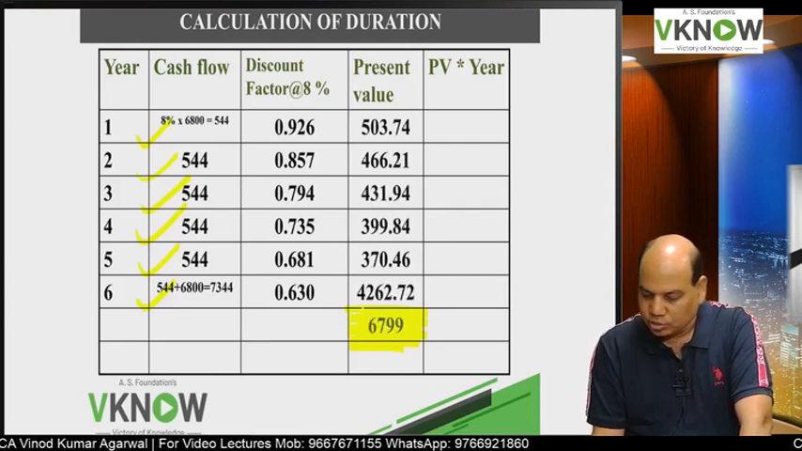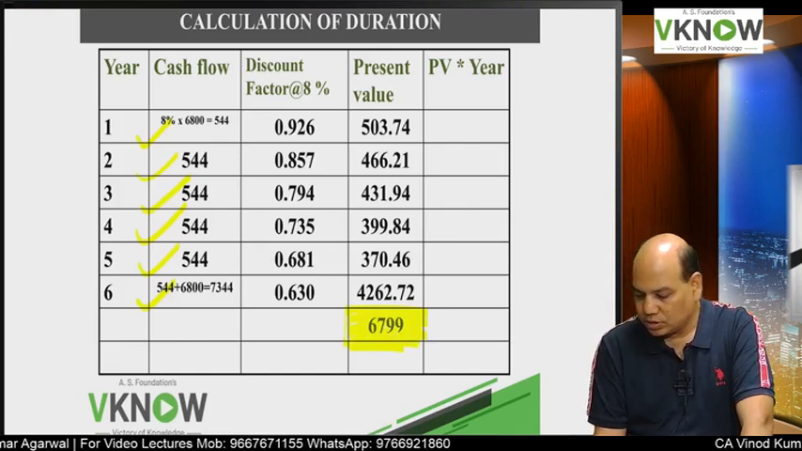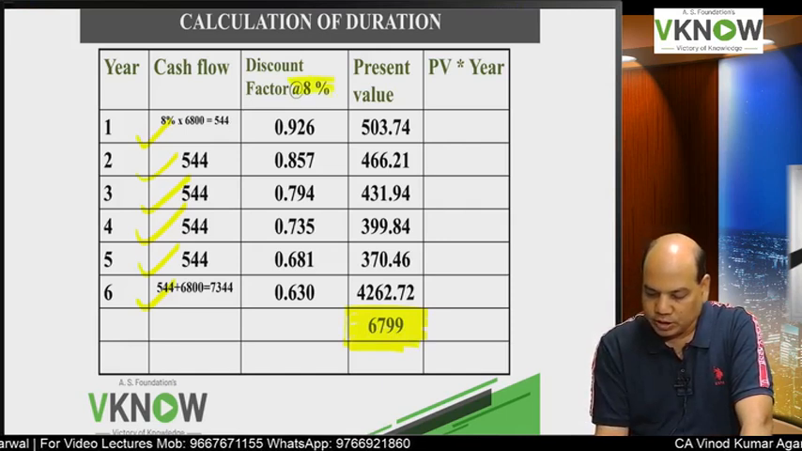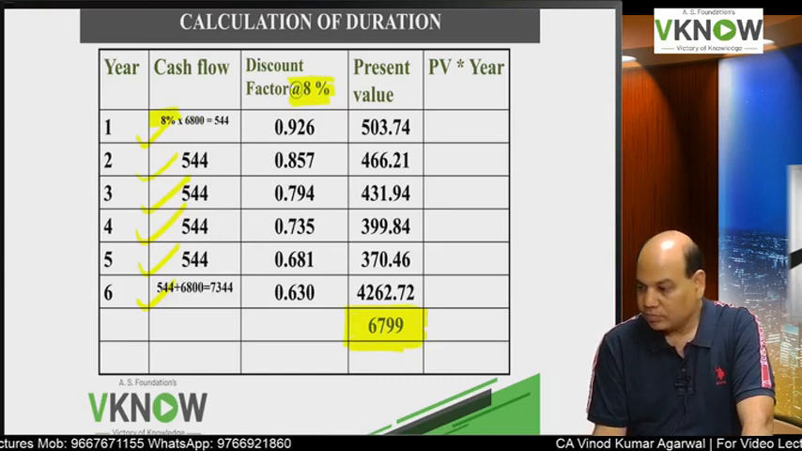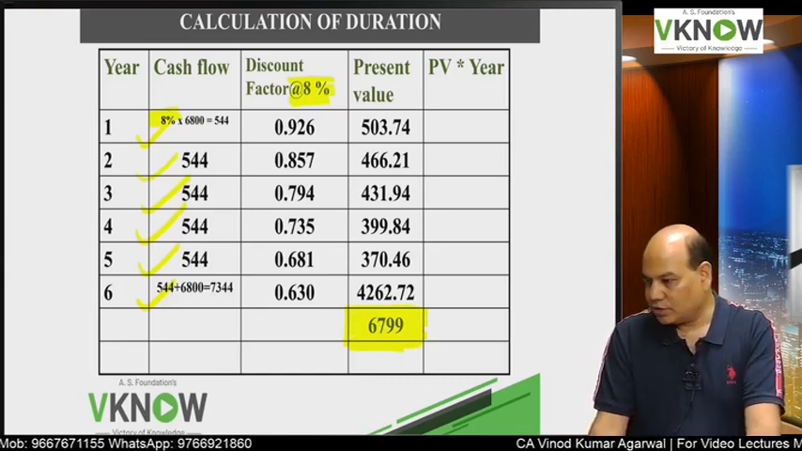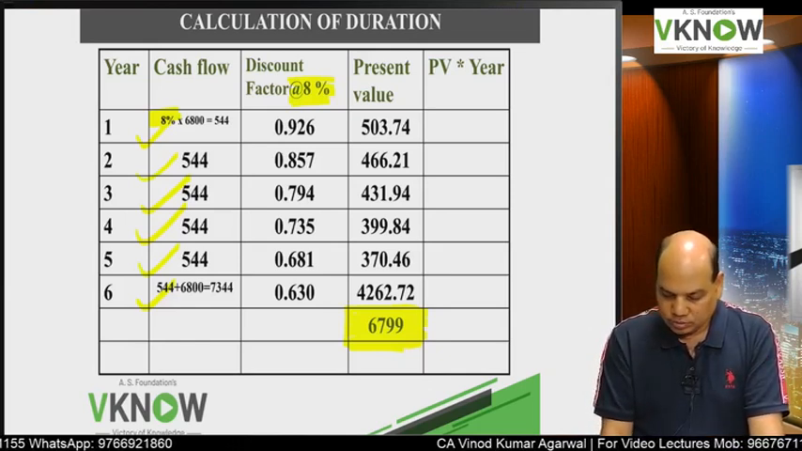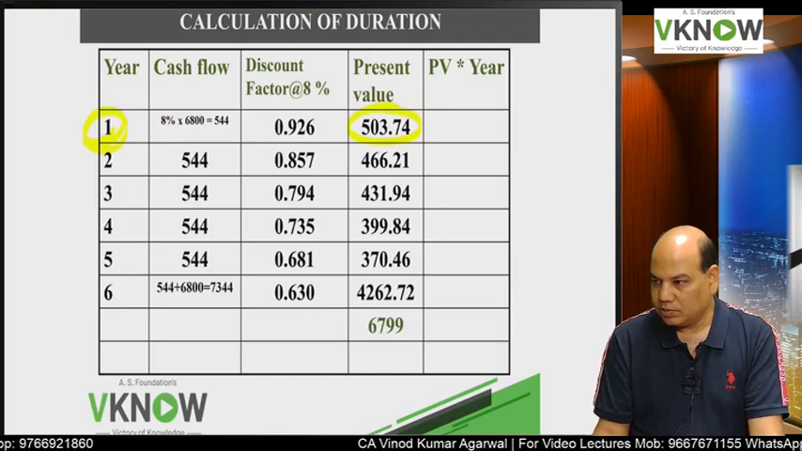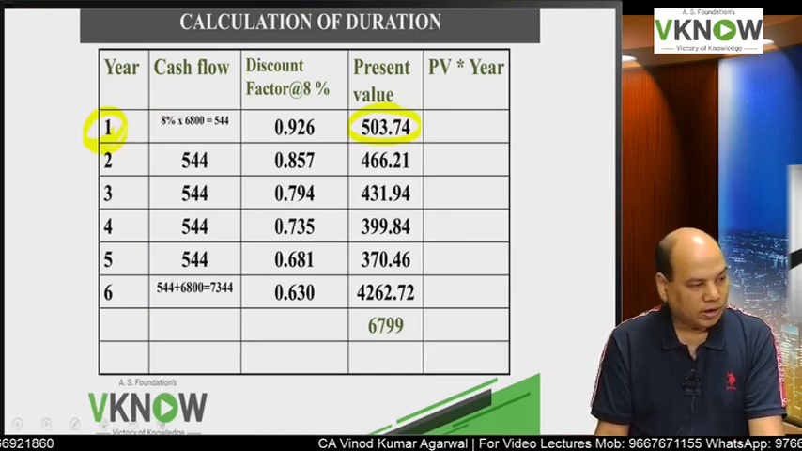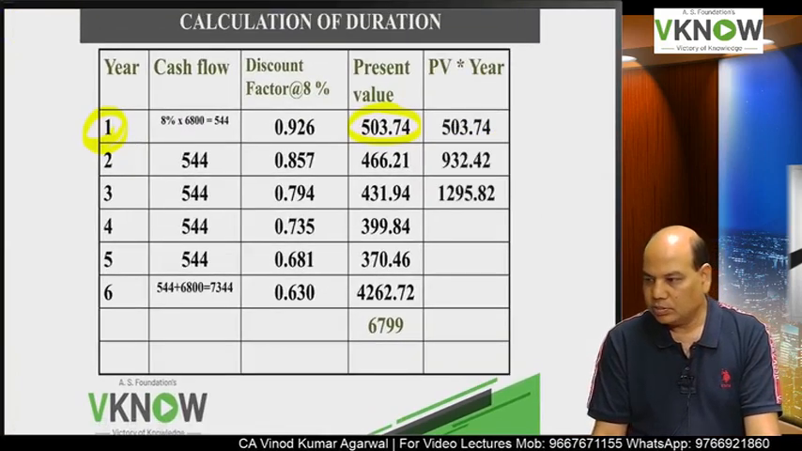Total. It should come to close to 6800. Yes, it should come close to 6800 because the coupon rate and discount rate are same. So ideally we should get 6800, but if you get something different, then also it's okay. Minor difference is okay. Come to the next column. Multiply year into present value, memory plus. Give me the total of last column.